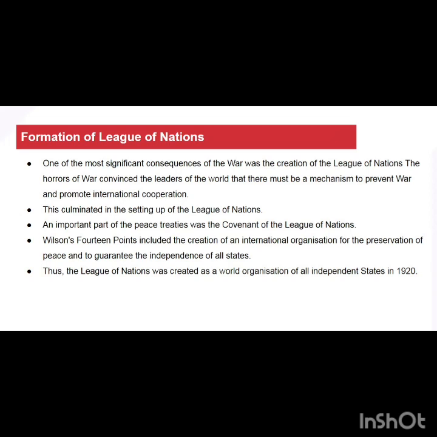Originally, the League of Nations was the idea of Woodrow Wilson, the American president. So it was the brainchild of American president Woodrow Wilson, his idea to form an international organization of all the independent states. But however, though America is the founder, the concept of the League of Nations was the American president's, America did not join the League of Nations.